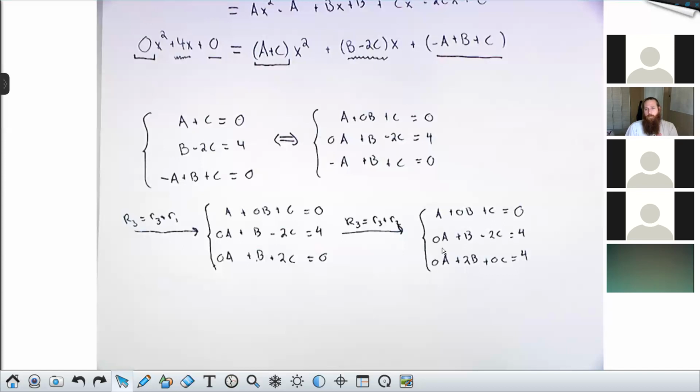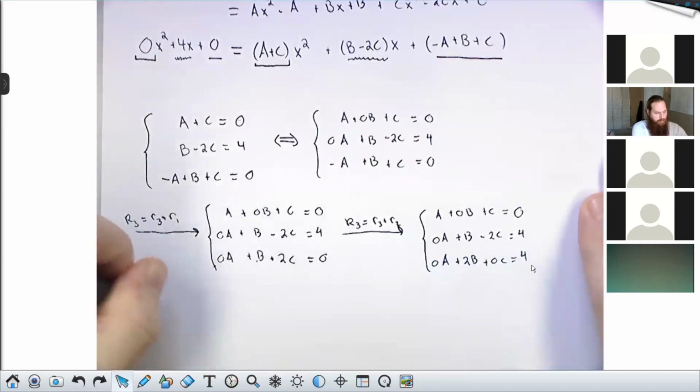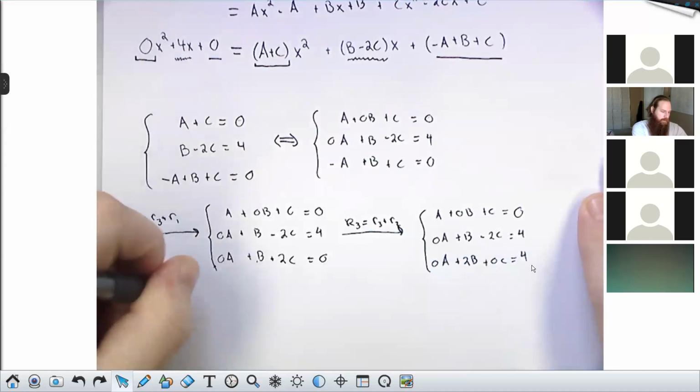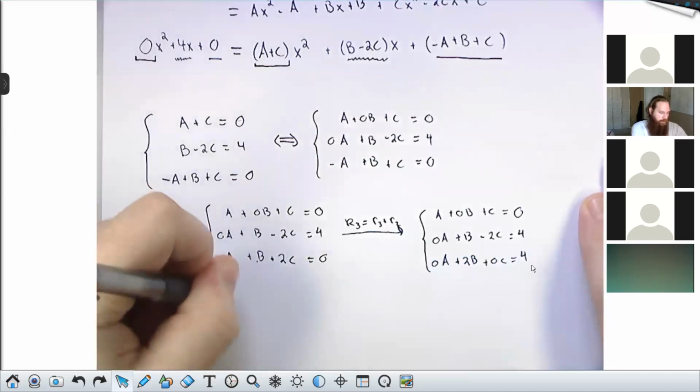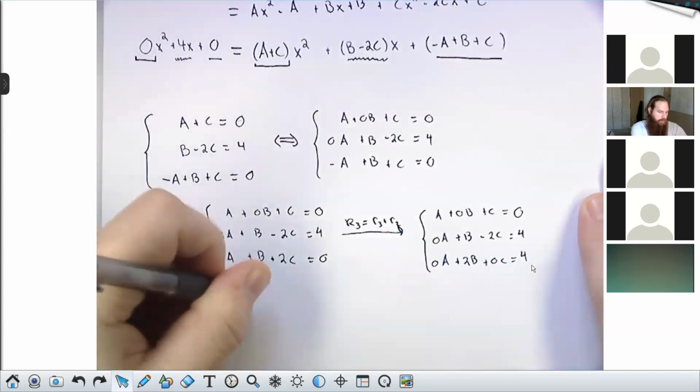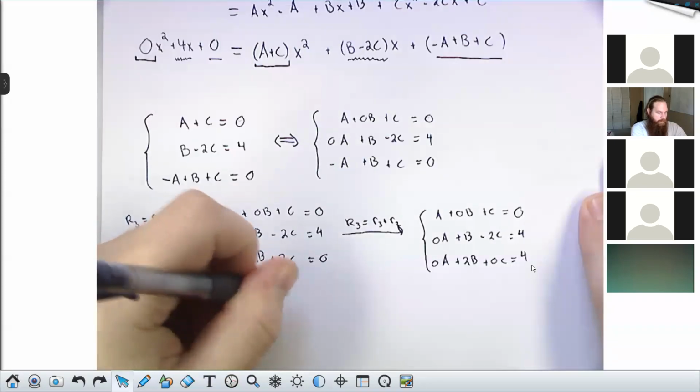We're done now, because if you look at this bottom equation, this really just says 2b equals 4, right? You've got 0a and 0c. So equation 3 now says 2b equals 4. Which means b is 2.